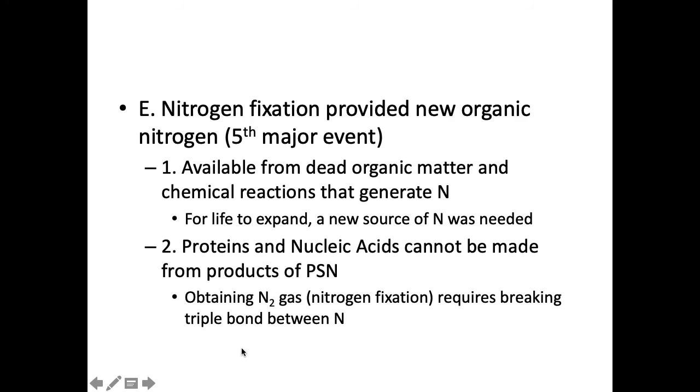Fifth major event was the nitrogen fixation. So now we can utilize nitrogen, which is going to lead into proteins and nucleic acids. Just utilizing nitrogen and making those big macromolecules. Obtaining nitrogen gas requires breaking a triple bond between nitrogen, and we can't do that on our own, but bacteria can. And so they do that, and they convert it into forms like nitrates and nitrites that we can use in the production of proteins and nucleic acids.